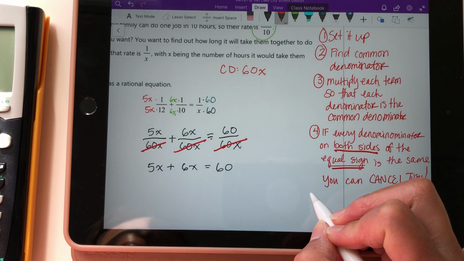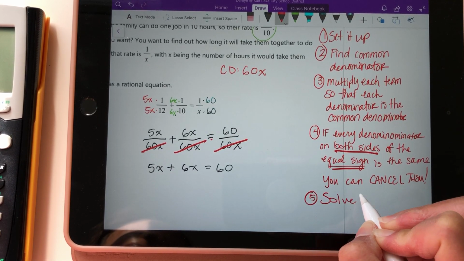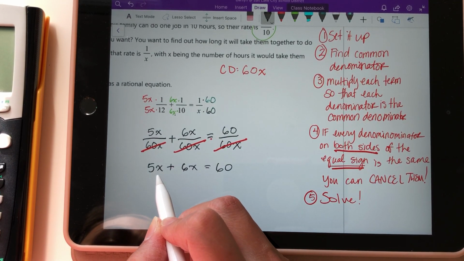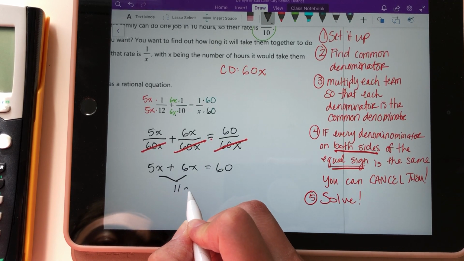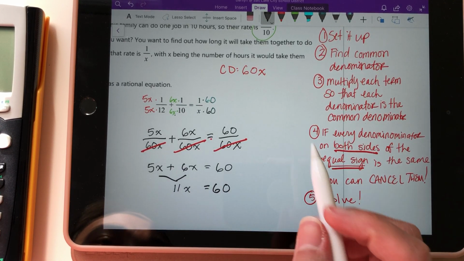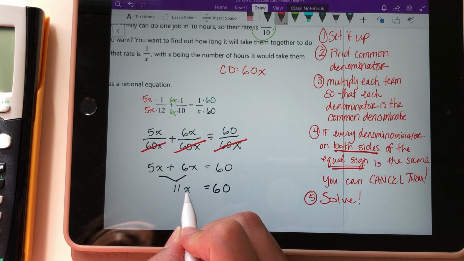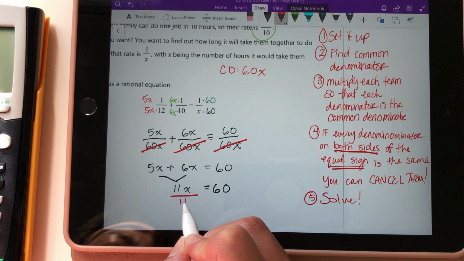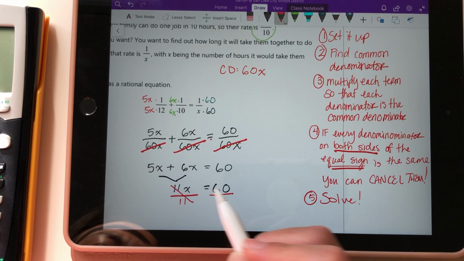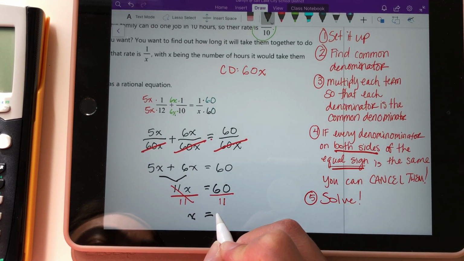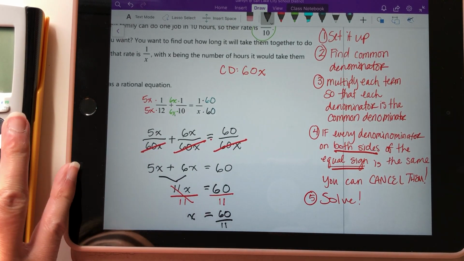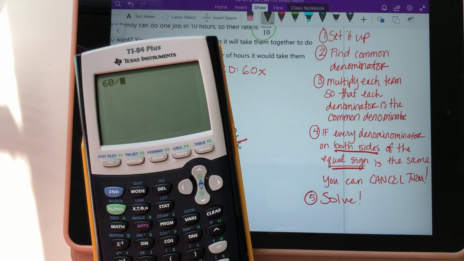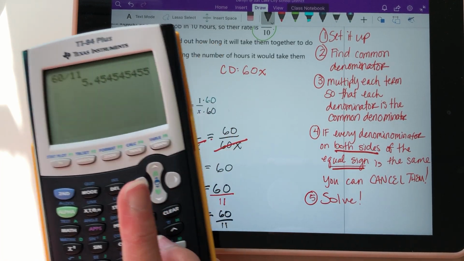Okay, now step 5 is simply to solve. So I have 5x plus 6x. I'm simply going to combine those. That's going to give me 11x equals 60. And I'm going to solve for x. X is being multiplied, so I've got to do the opposite. The opposite of multiplication is division. What you do to one side, you do to the other. And then you get x equals 60 over 11. Or if I want to use my calculator, I get 60 over 11, which is 5.45.